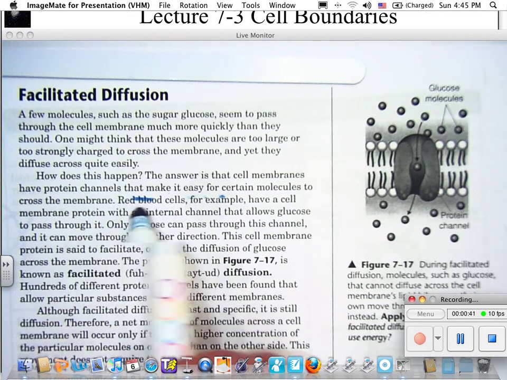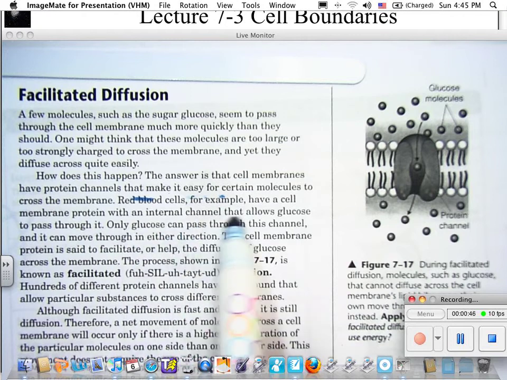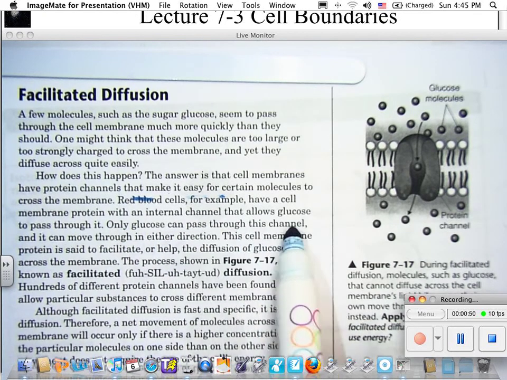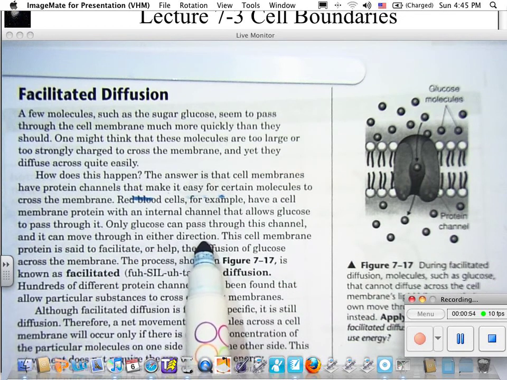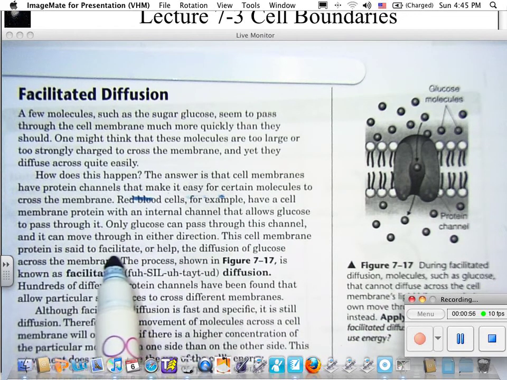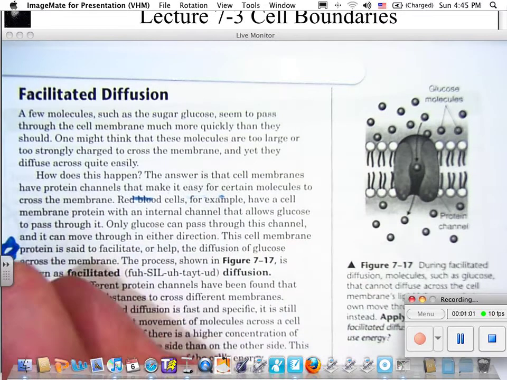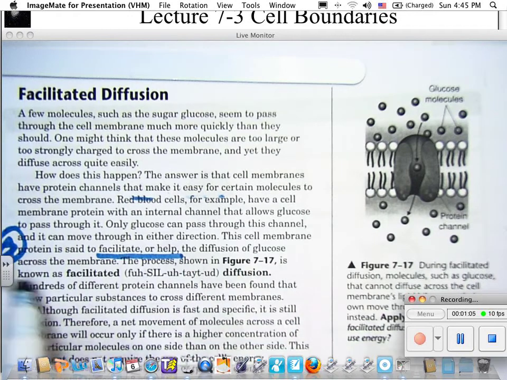Red blood cells, for example, have a cell membrane protein with an internal channel that allows glucose to pass through it. Only glucose can pass through this channel, and it can move through in either direction. The cell membrane protein is said to facilitate, or help. Mr. Worley, here's a great quiz question. Facilitate. What does facilitate mean? To help the diffusion of glucose across the membrane.